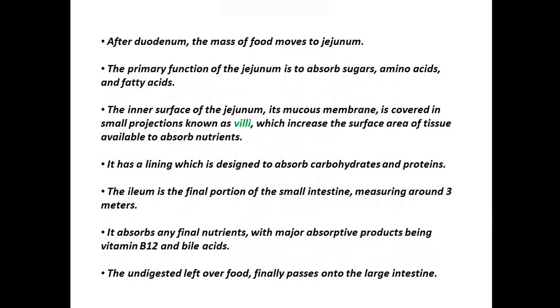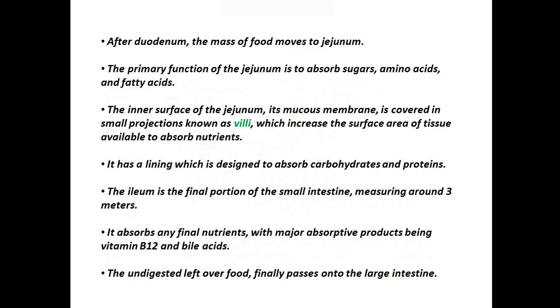Continuing. After the duodenum, the mass of food moves to the jejunum. The primary function of the jejunum is to absorb sugars, amino acids, and fatty acids. The inner surface of the jejunum, its mucous membrane, is covered in small projections known as villi, which increase the surface area of tissue available to absorb nutrients.